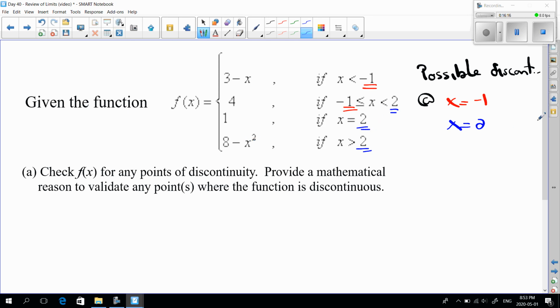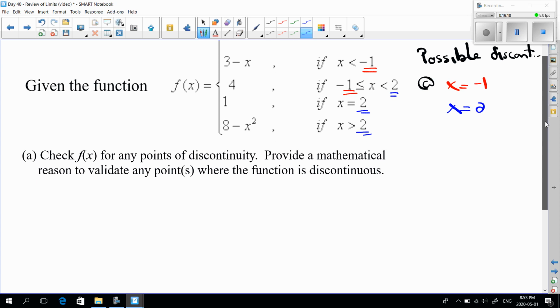All right? So remember, there's 3 rules for continuity. So let's test x equals -1. First thing I have to do is find f at -1. So let's look at this function. Where would f of x be defined when x equals -1? Well, my choices are this piece or this piece. And the answer would be the second piece right here.